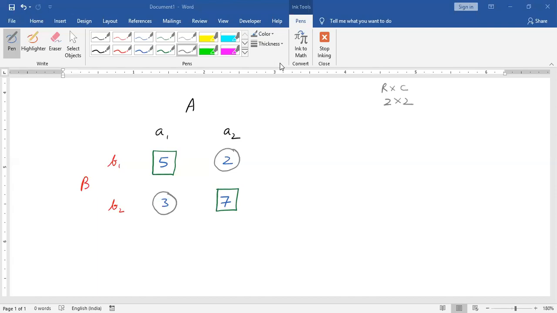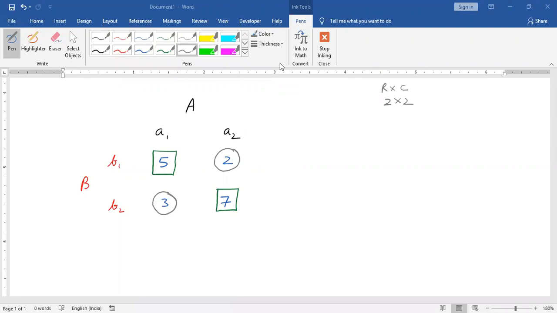What is a mixed strategy game? It is where we are going to use more than one strategy. We are not going to settle on a single point. Right. So how will we solve the mixed strategy?